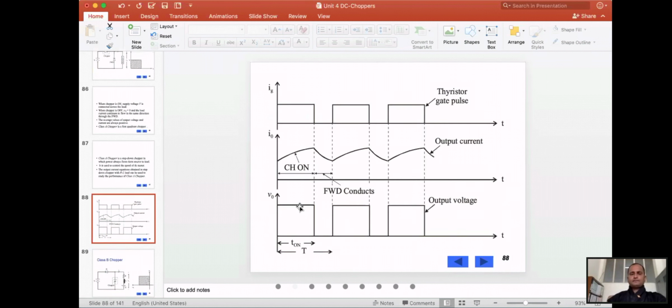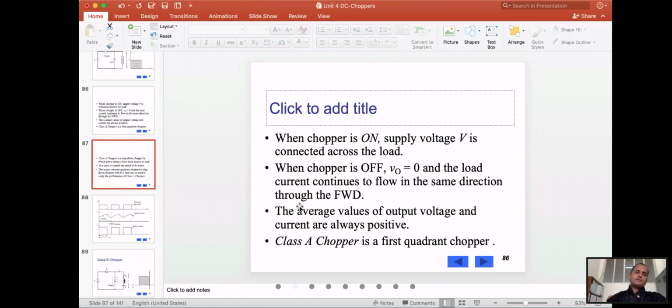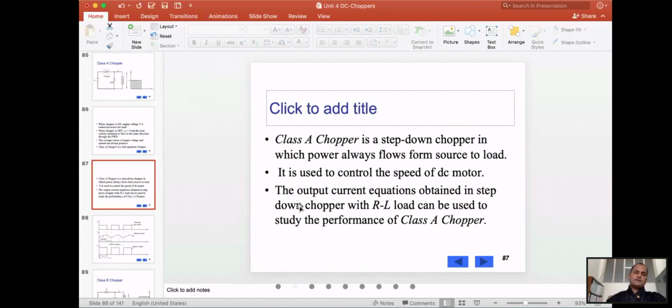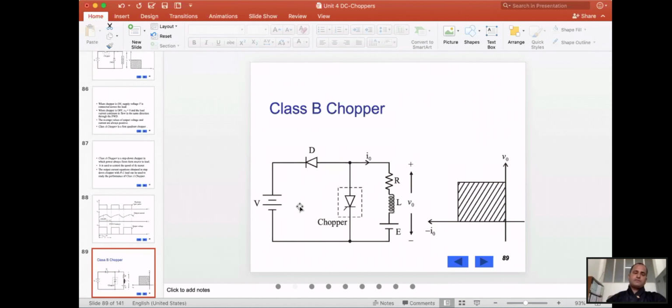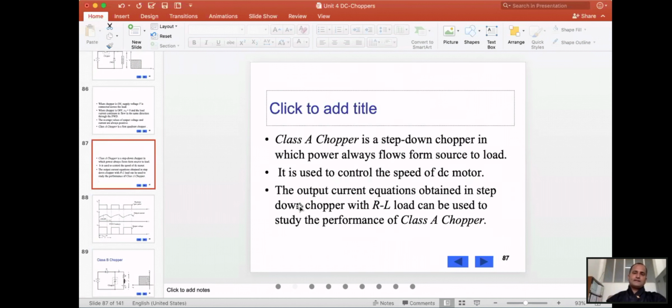Before going further, there are some problems. Can you solve this problem? I think we'll stop here today. Class B chopper we'll talk about in the next classes.